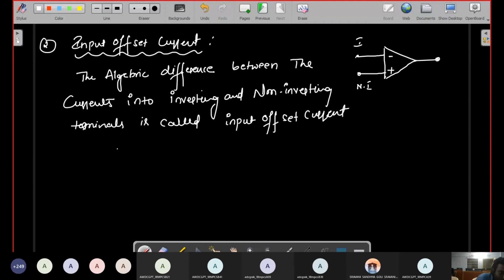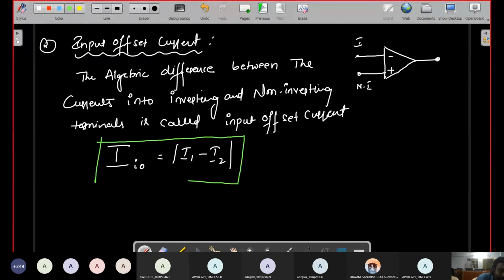That is represented by capital IO, where capital I stands for current. So the input offset current IO is equal to the modulus of I1 minus I2. This is the algebraic difference of currents, so this is our exact value. Input offset current is equal to |I1 minus I2|.